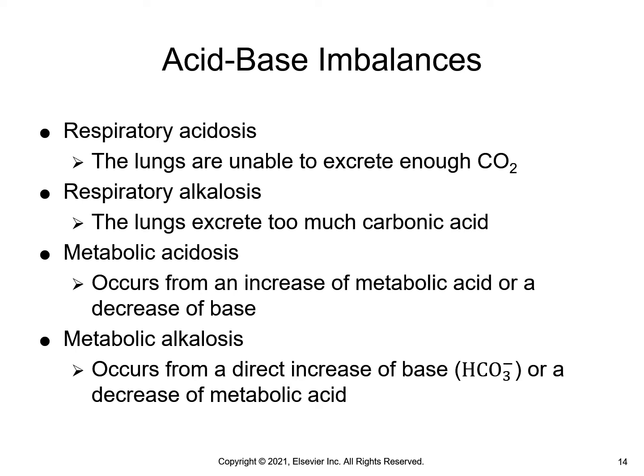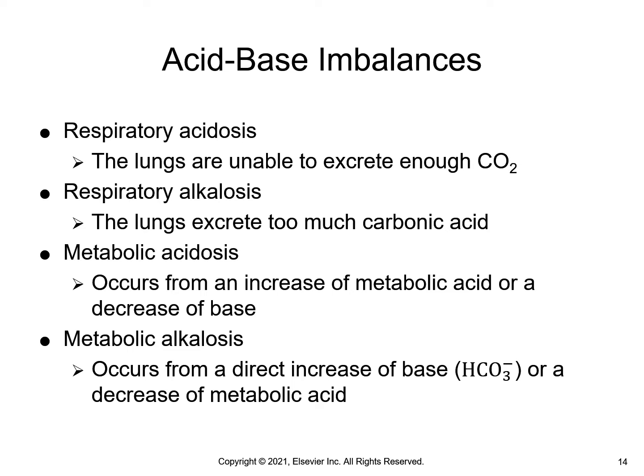Acidosis is a condition that tends to make the blood too acidic. Because body cells produce two types of acid, there are two different types of acidosis: respiratory acidosis and metabolic acidosis. Alkalosis is a condition that makes the blood too basic or alkaline. There are two types of alkalosis: respiratory alkalosis and metabolic alkalosis.